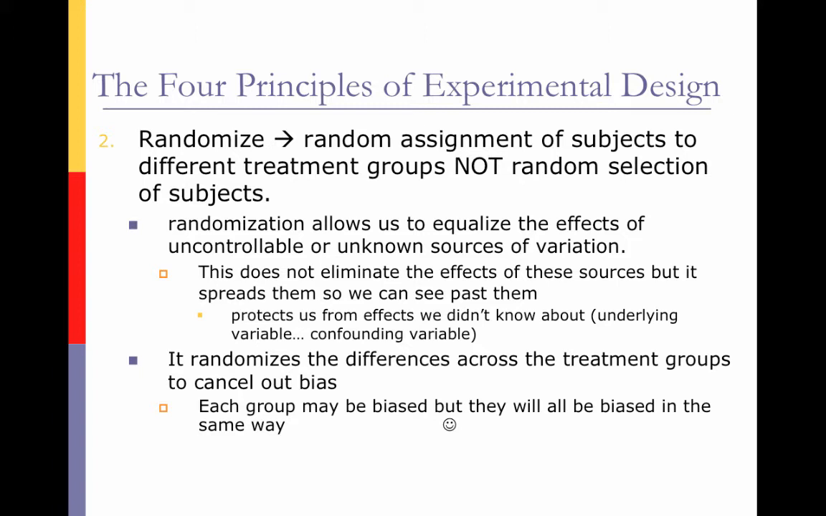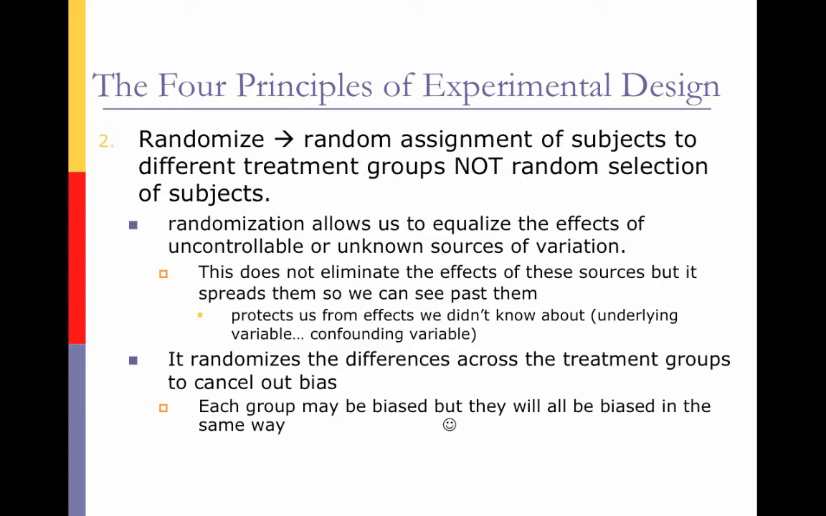For example, if you are testing a new cancer treatment, you are not testing it on people who don't have that type of cancer. So you're not going to randomly select from the population. You will take people with that specific illness. And then the people that you have as part of your study, you will then randomly assign those people to the different treatment groups. What this does is allows us to equalize the effects of uncontrollable or unknown sources of variation.